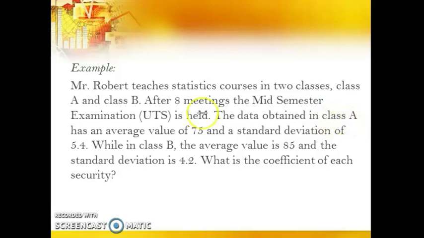Okay, we get the information. In Class A, the average value is 75 and the standard deviation is 5.4. While in Class B, the average value is 85 and the standard deviation is 4.2. What is the coefficient of variation of each class?